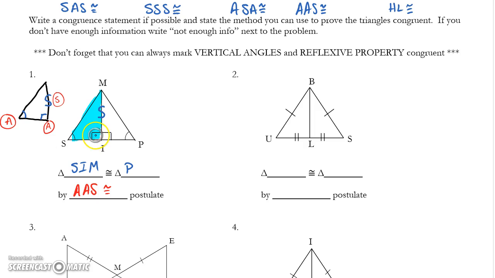Second, I do have angle I here in this triangle matches up with the same angle here. That's the same vertex. So I should go segment PI, which means M is last. Now I know that triangle SIM is congruent to triangle PIM by angle angle side congruence.